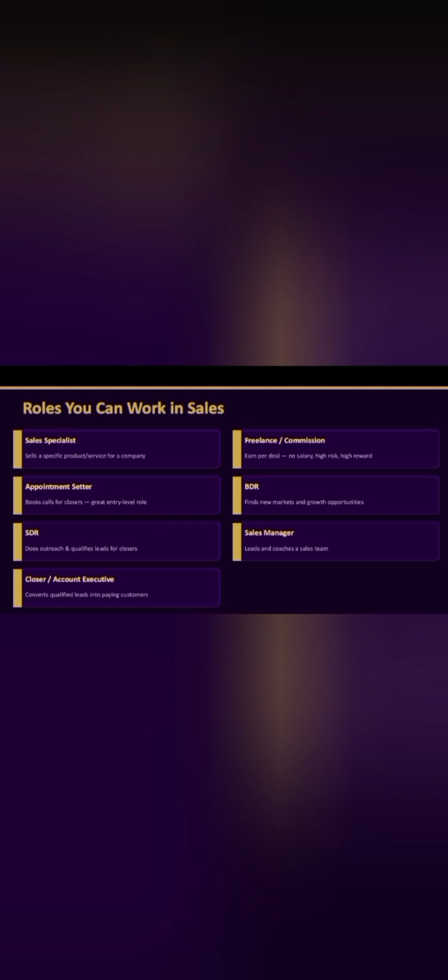Next is the appointment setter. An appointment setter books calls for closers. It is a great entry level role. The reason it is written here that it is a great entry level role is that if you are just new in sales, it is very good for you because you are just starting sales. So this is a very advisable role for people that are just entering sales.